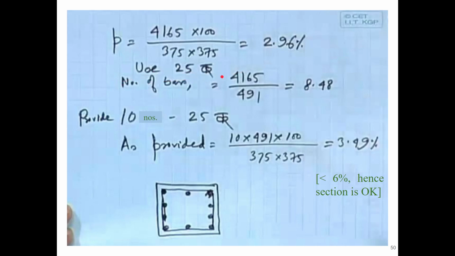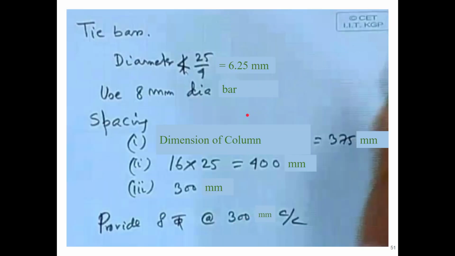So using 25 mm dia bars, the number of bars will be 4165, which is the area required, divided by 491. That comes to be 8.48. So we need 9 bars, but to make it uniform, let us provide 10 bars of 25 mm diameter. The area of steel provided will become 10 into 491 into 100, divided by 375 into 375, which becomes 3.49%. So it increased from 2.96 to 3.49%, but in any case it is less than 6%, so the section is okay. That is the design of the main longitudinal bars.